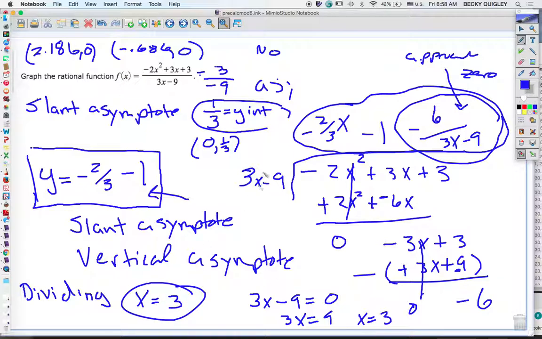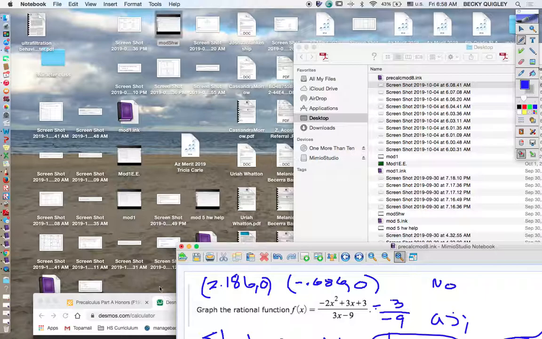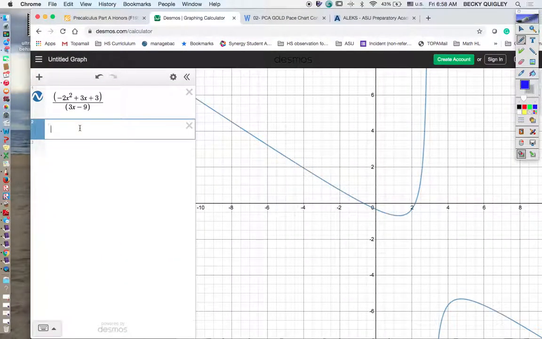Okay. So if we were doing this by hand, we would first graph the line y equals negative 2/3 x minus 1. And we would graph the line x equals 3. And we would plug in our x and y intercepts. So let's go look at our graph on Desmos. So let's keep that in mind. Negative 2/3 x minus 1. Let's just graph that in here.